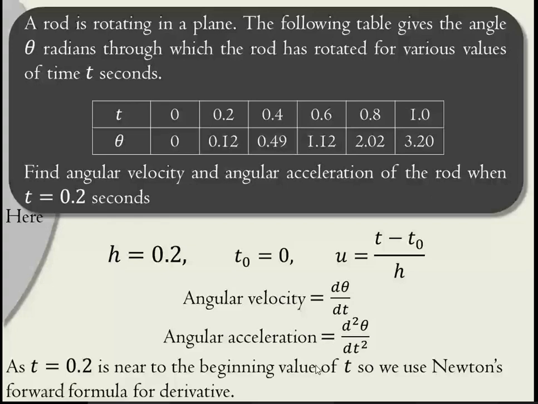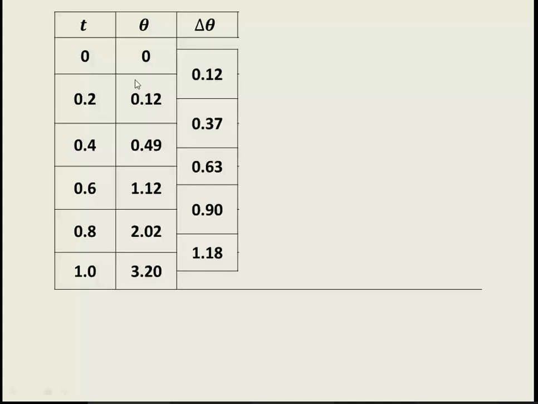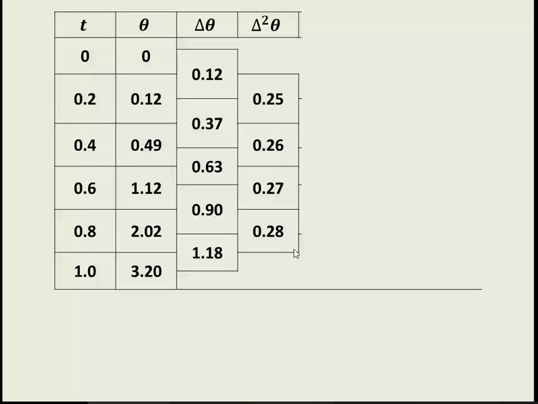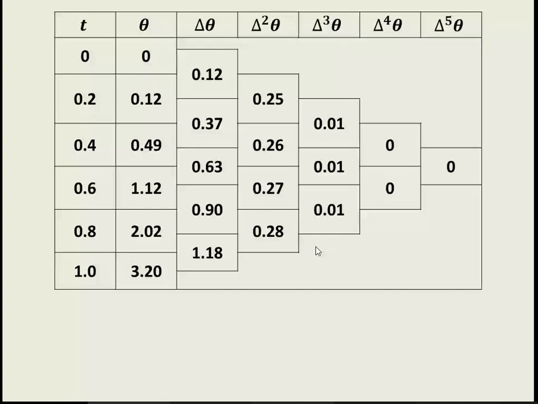I'm just recalling the formulas. For that, we need to prepare a forward table. Take the subtractions: 0.12 minus 0, 0.49 minus 0.12, 1.12 minus 0.49, and so on. That gives us delta theta. Taking one more subtraction gives delta square theta. Again, subtraction of these terms gives delta cube theta. Then the fourth forward difference is zeros, and subtraction of these two zeros gives the fifth forward difference, delta raised to 5, which is 0.